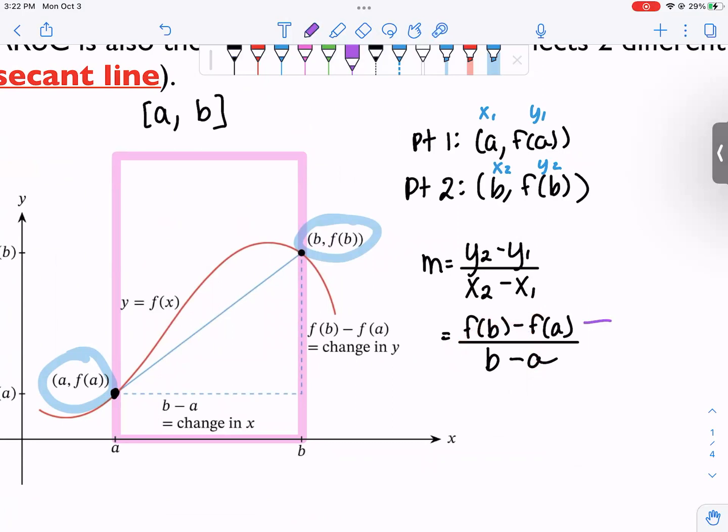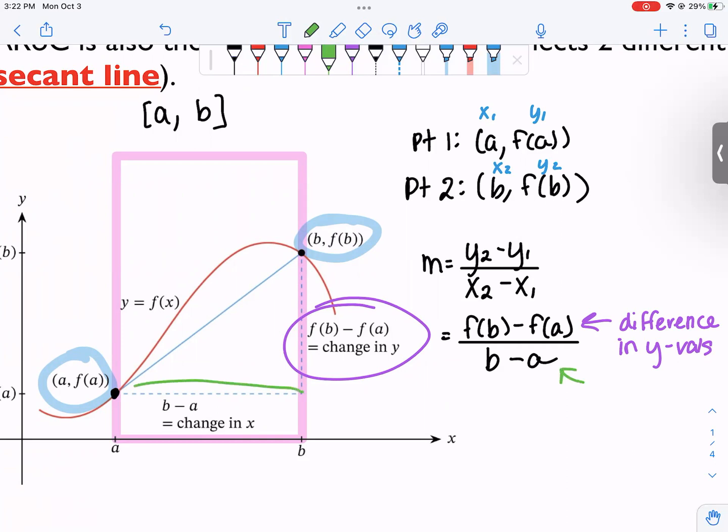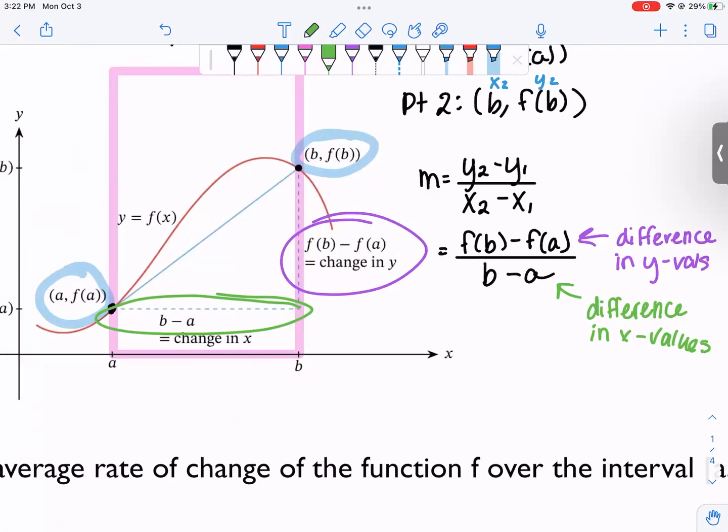This is really the difference in the y values. So f of b minus f of a is this distance in y values. Difference in y values. And here on the bottom, b minus a, that's this distance right here. That's the difference in x values.